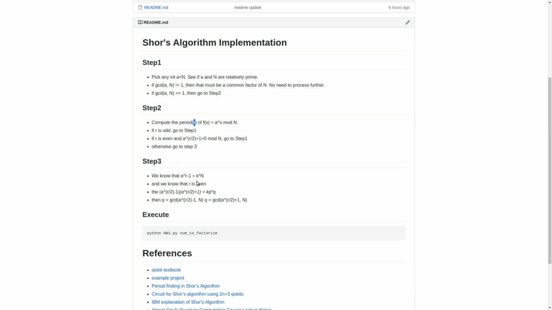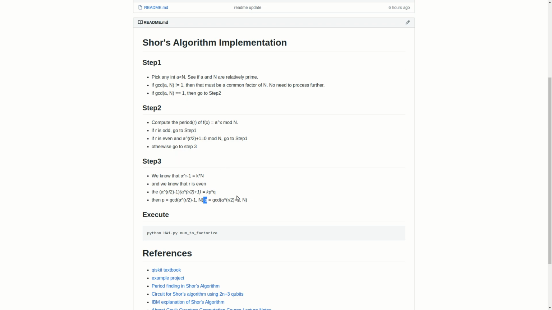We know that a to power r minus 1 is a multiple of n, and we know that r is even. So we can open this term as a to power r over 2 minus 1 and a to power r over 2 plus 1. And we can write n as p multiplied by q. So p must divide one of these terms, and q should divide the other term. We simply calculate GCD of this term and n, and we compute the GCD of second term, this term, and n. With this way, we get p and q, the prime factors of n.